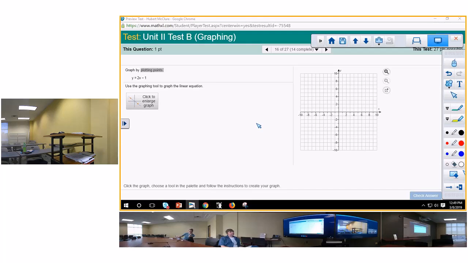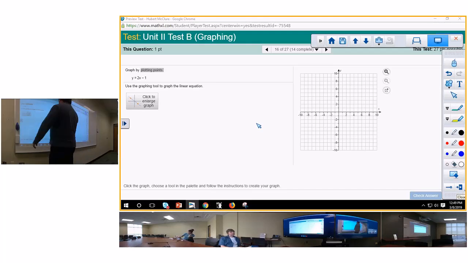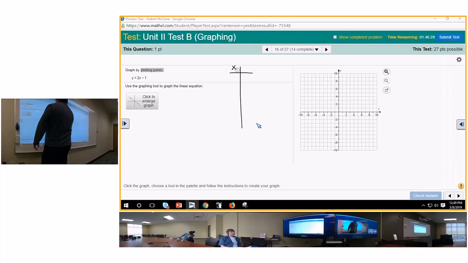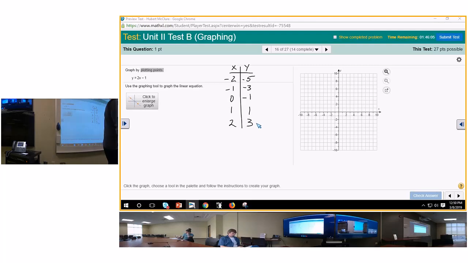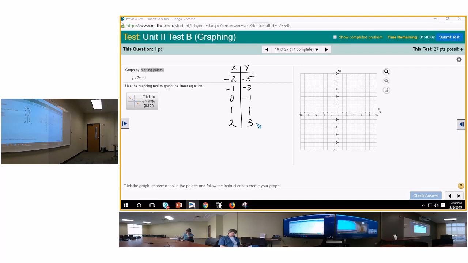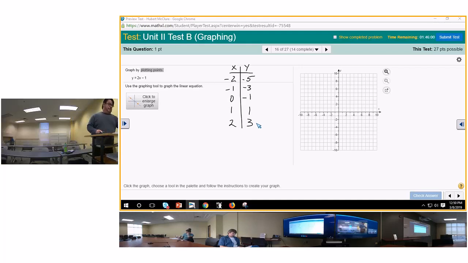Method 1. Is there a fraction? No. So I'm going to use -2, -1, 0, 1, 2. -2 times 2 is -4. -4 minus 1 is -5. -1 times 2 is -2 minus 1, -3. 0 minus 1, -1. 1, 2 minus 1 is 1, and 4 minus 1 is 3. Now, it's only going to ask you for 2 points, but it doesn't hurt you to do 5.